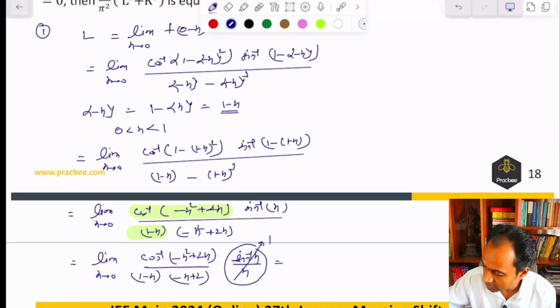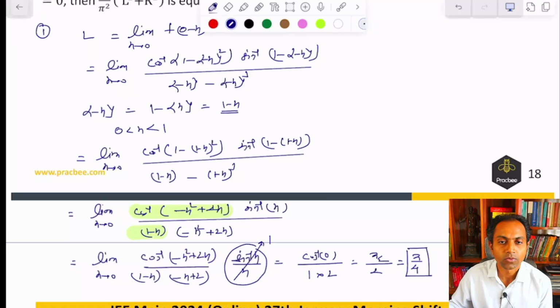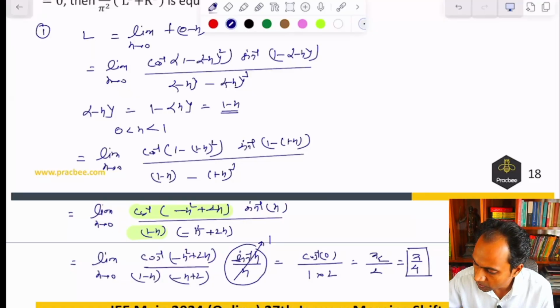So now let us put the values and see what is the answer. If I put h as 0, this becomes cos inverse of 0. Denominator will become 1 into 2. Cos inverse of 0 is pi by 2, so pi by 2 divided by 2, the answer becomes pi by 4. You can see that LHL we have sorted. Now let us move to the RHL part.